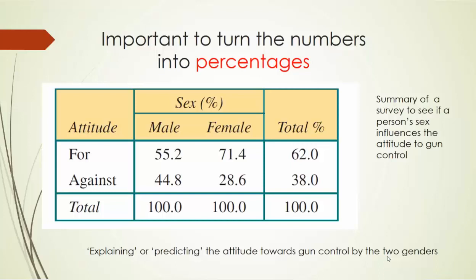And you would have to write down something like, looking at the numbers, 71% of women are in favour of gun control as opposed to 55.2%. Therefore, there is an association between gender and attitude towards gun control.